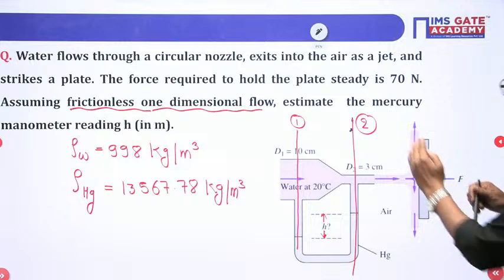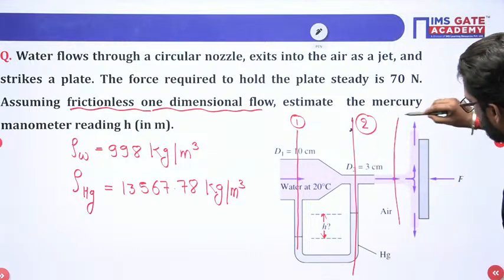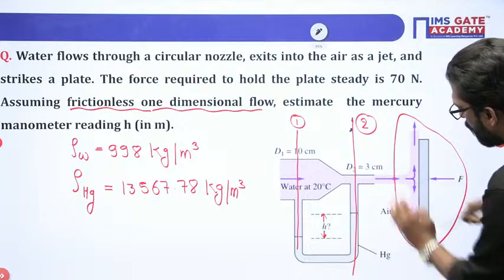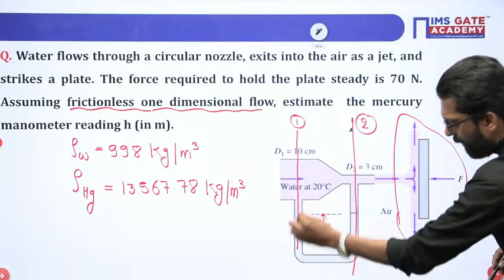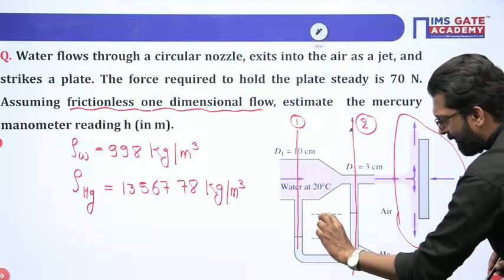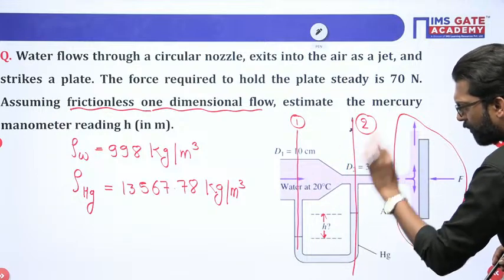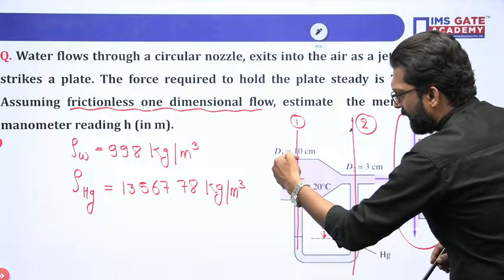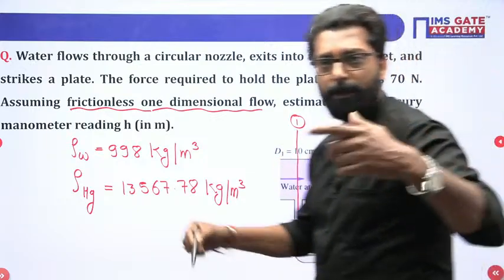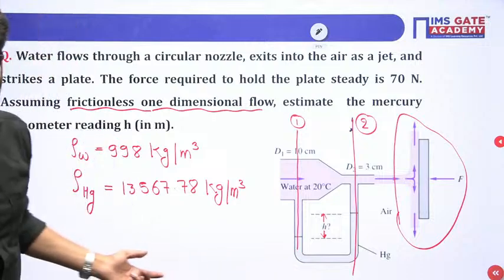Forget about this portion. Only the nozzle is there, and the manometric deflection. The flow is entering at diameter D1 and exiting at diameter D2. Find the H. You should be able to find this H value, yes or not?